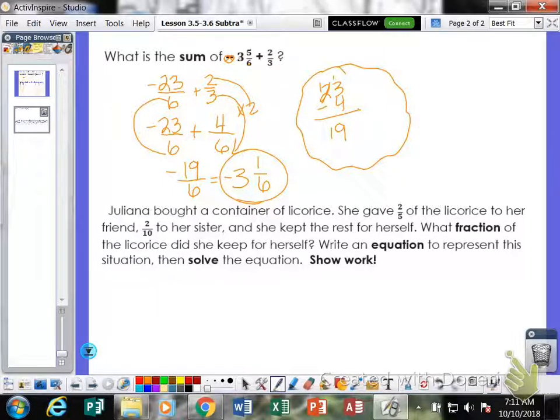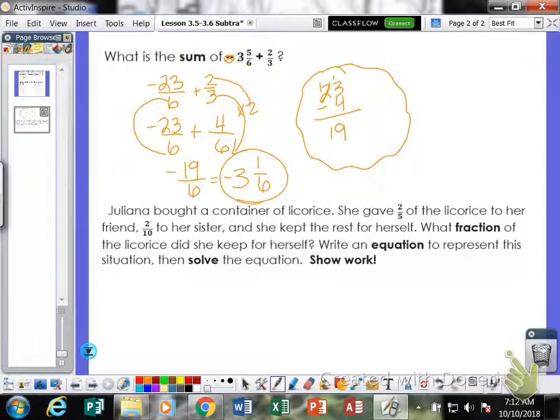Juliana bought a container of licorice. She gave 2/5 of the licorice to her friend, 2/10 to her sister, and she kept the rest for herself. What fraction of licorice did she keep for herself? Write an equation to represent this situation, then solve the equation. So Juliana bought a container of licorice. She gave 2/5 of the licorice to her friend and 2/10 to her sister. She kept the rest for herself. What fraction of the licorice did she keep for herself?